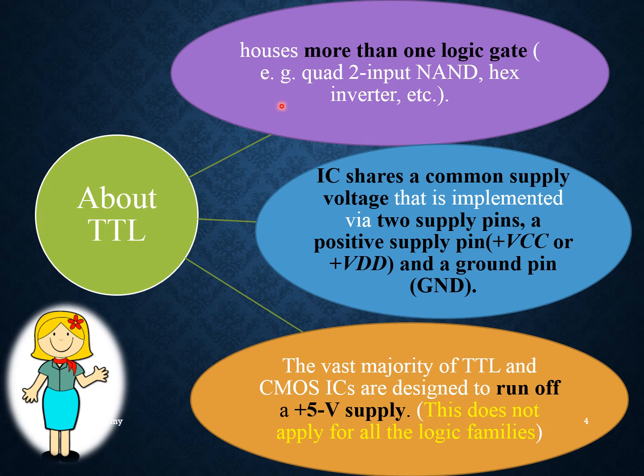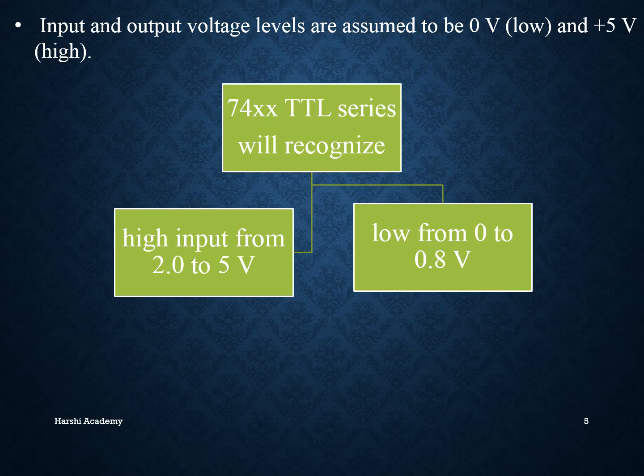Keep in mind these three important points regarding TTL. You will see these points when we study the IC. Input and output voltage levels are assumed to be 0 and 5 volts, 0 for low level and 5 volts for high level. But the 74xx TTL series will recognize a low level from 0 to 0.8 volts and a high input from 2.0 to 5 volts. Keep in mind this is important when you implement the circuit on the breadboard.